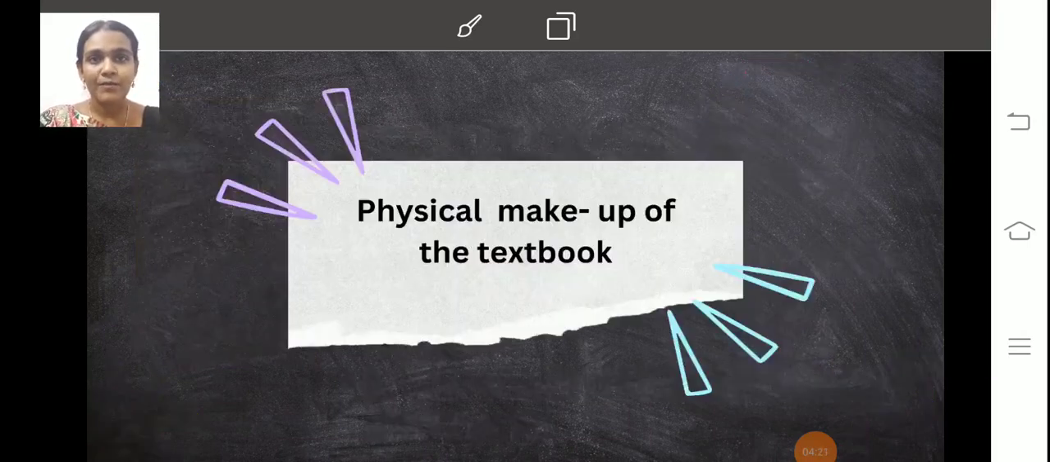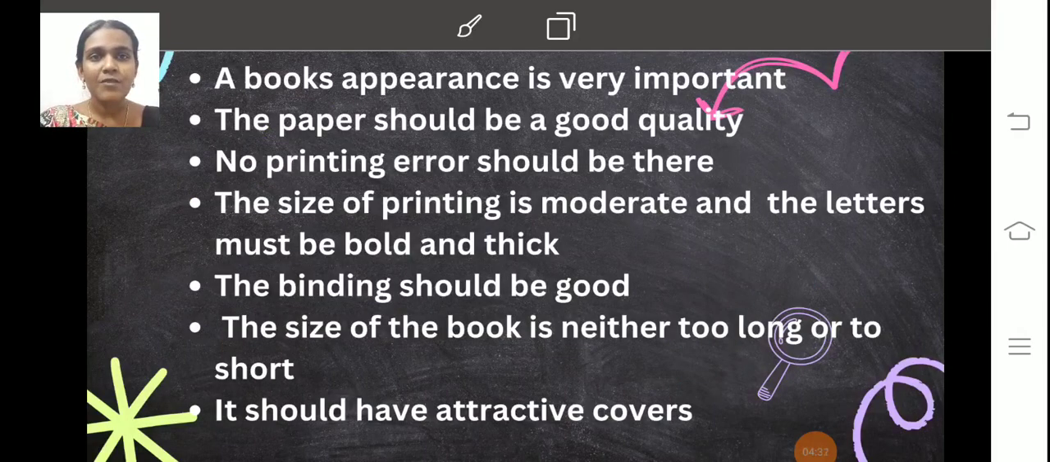Physical makeup of the textbook is one of the major concepts. It is very important because appearance can attract others. So the textbook's appearance must be good. The paper should be of good quality so that it does not tear easily. No printing error should be there. The size of the printing is moderate, and the letters must be bold and thick. The binding should be good. The papers are aligned neatly, not misaligned.